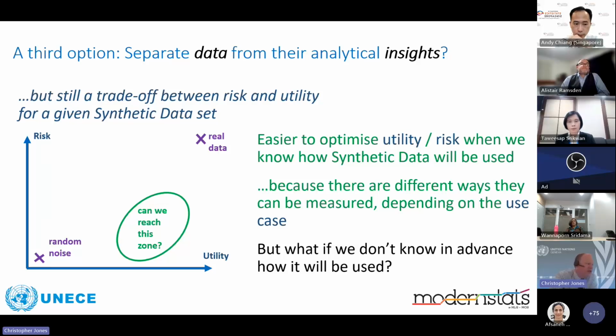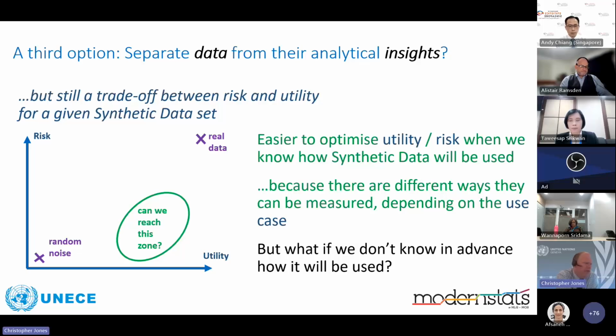What's interesting to think about is whether the zone marked by the green circle is achievable. And this is where synthetic data can get quite interesting: if you can generate data sets that have pretty good utility and pretty low risk, then it becomes useful to try to produce and release synthetic data. One slight issue is that there are different ways of measuring risk and utility. I think this will be picked up by a later presentation, but to a certain extent, they are in the eye of the beholder.